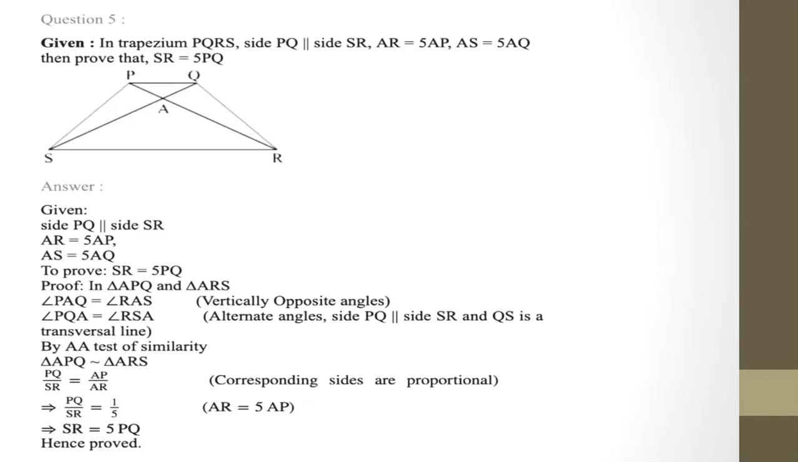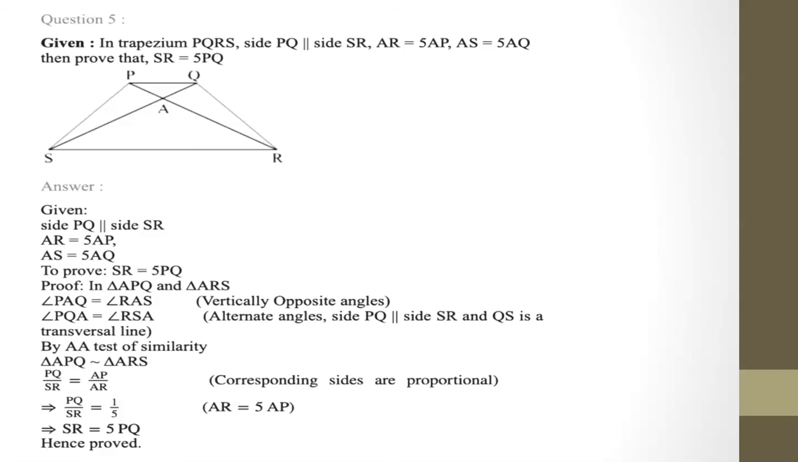Proof: first we will consider triangle APQ and triangle ARS. Okay, we will check which angles are congruent in these. Angle PAQ and angle RAS. Yes, you can see here a V is formed. So these are vertically opposite angles. Now next is angle PQA and angle RSA. See here a Z is formed. So these are alternate angles.